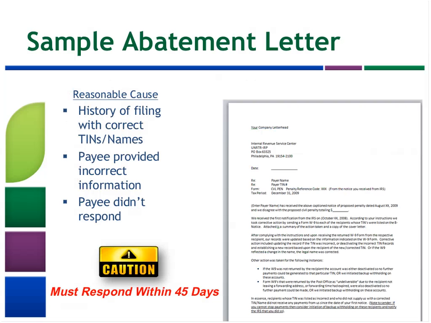Or it could be, this payee gave us the wrong information. How am I supposed to know their Social Security number? Right? You didn't fill it out for them. Or maybe they didn't respond. But you still need to respond within 45 days. Or you can file the extension like we talked about earlier. But the big point here is you need to respond.